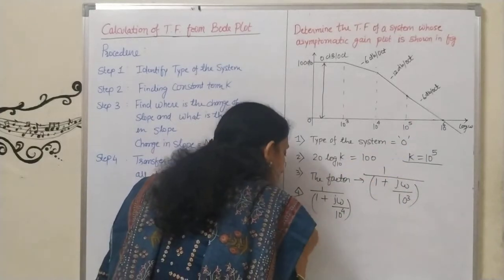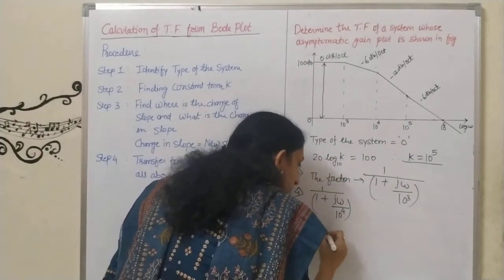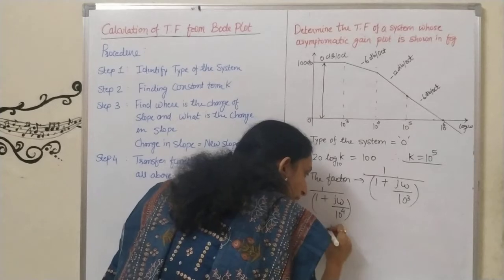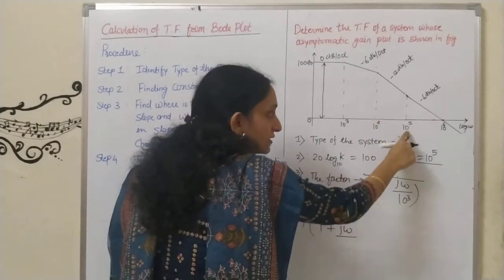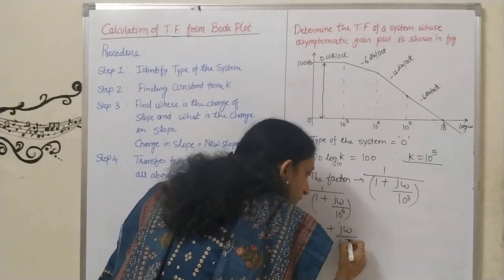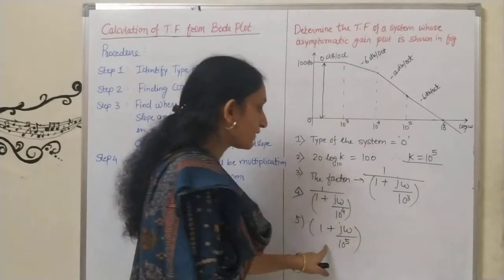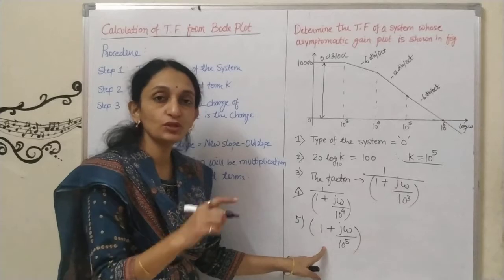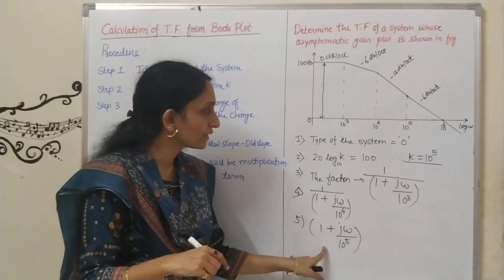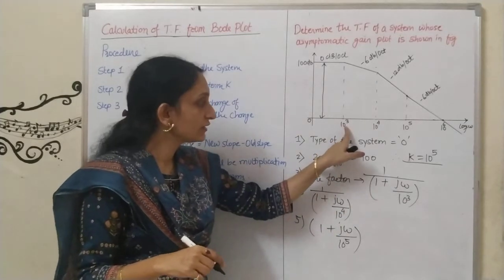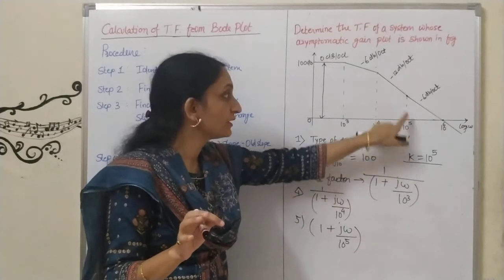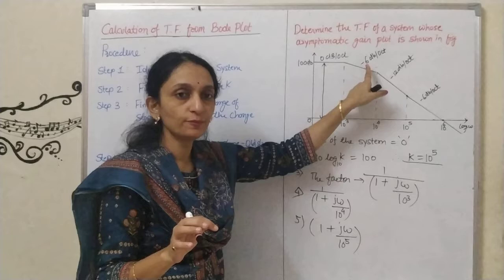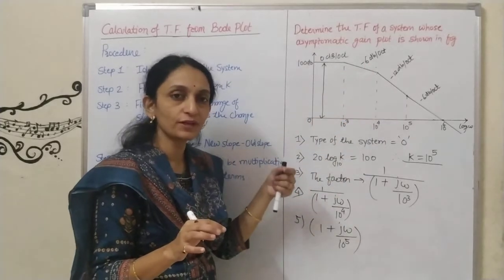Now my next factor will be in the numerator because I am adding a 0. So 1 plus j omega over the corner frequency, which here is 10 raised to power 5. This factor I need to add in the numerator. I hope you are getting it. You can conclude that here 3 corner frequencies are there, so there must be 3 factors, but according to the slope, you need to select the appropriate factor.